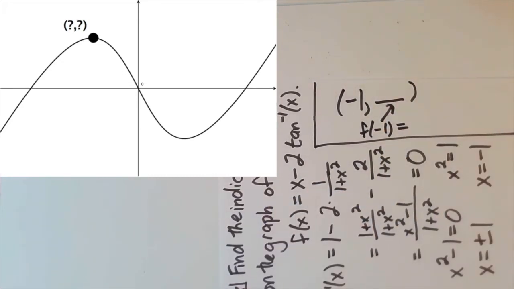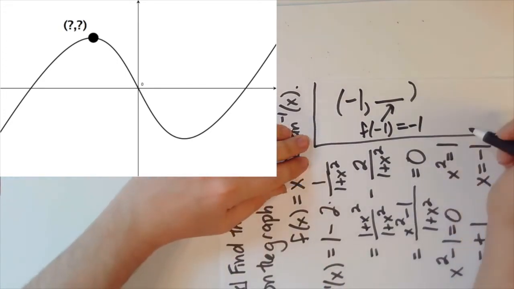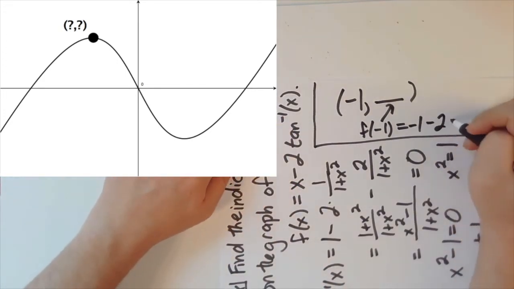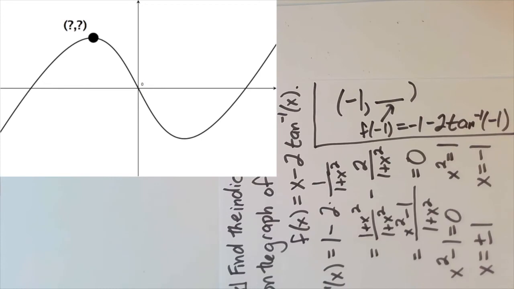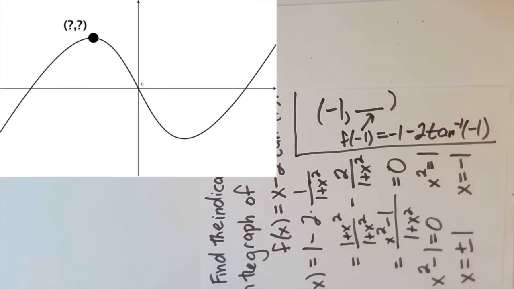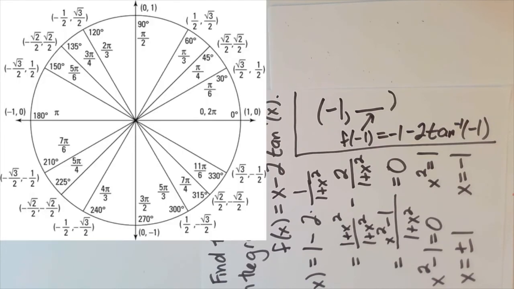Okay, what's f of minus 1? Well, it is minus 1 minus twice the arctangent of minus 1. Okay. And so what's the arctangent of minus 1? We can pull up our unit circle. We're looking for a place between minus pi over 2 and pi over 2, where the tangent is minus 1. And that happens at 7 pi over 4, although remember we have to write it as negative pi over 4. We have to view it as going backwards pi over 4.